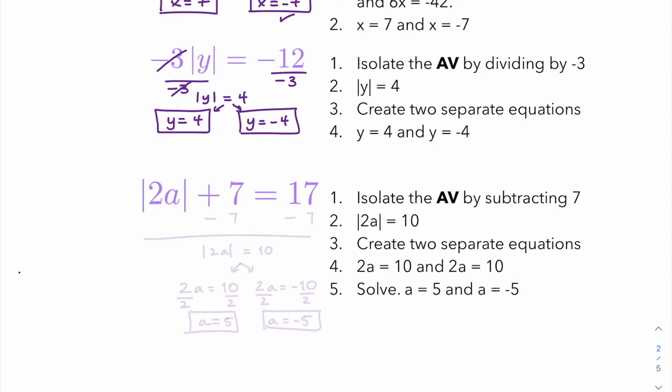The final example, we need to isolate the absolute value first. So we're going to do that by doing the opposite operation here. And we'll end up with the absolute value of 2a equals 10. Now we can go ahead and split this into our two equations. We'll have 2a equals 10 and 2a equals -10. Divide by 2 on both sides. And we'll end up with a equals 5 and a equals -5.